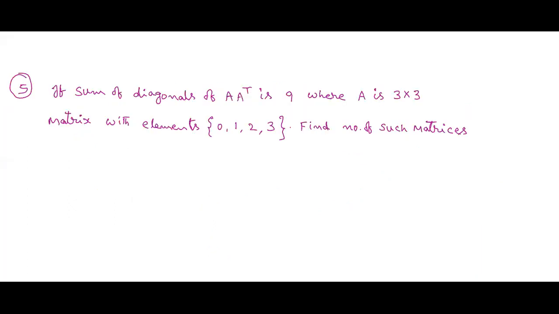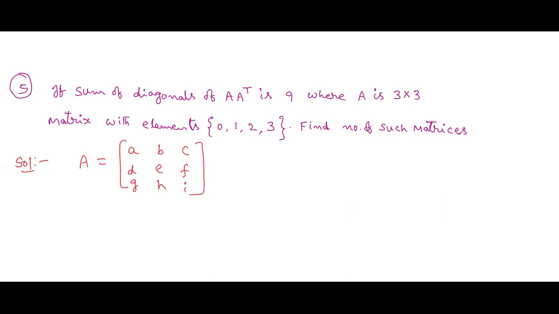Next, fifth question. If the sum of diagonals of A into A transpose is 9, where A is a 3 by 3 matrix with elements 0, 1, 2, 3, find the number of such matrices. The same type of question was also given in February. Instead of 9, I think they gave 7 or 11. So this is also a very important model. How to do that? First, take one matrix. Assume a 3 by 3 matrix: a, b, c, d, e, f, g, h, i.